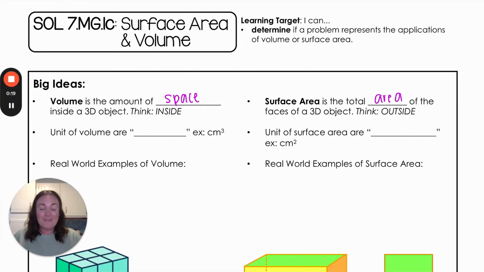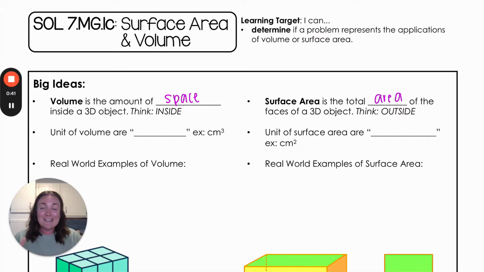So, as a rule of thumb, when we are talking about volume, we are always talking about the inside of something. So if you're talking about filling something up, how much space is inside, how much can fit inside of something, right? Anything inside is going to be our volume. Or anything outside, so making the outside of something, covering it with something, painting the outside, that's always going to be talking about our surface area.